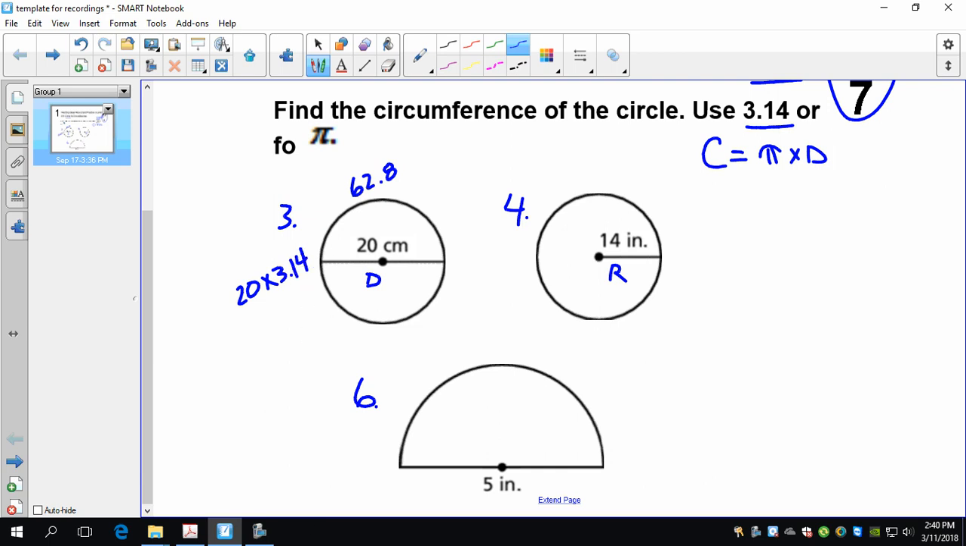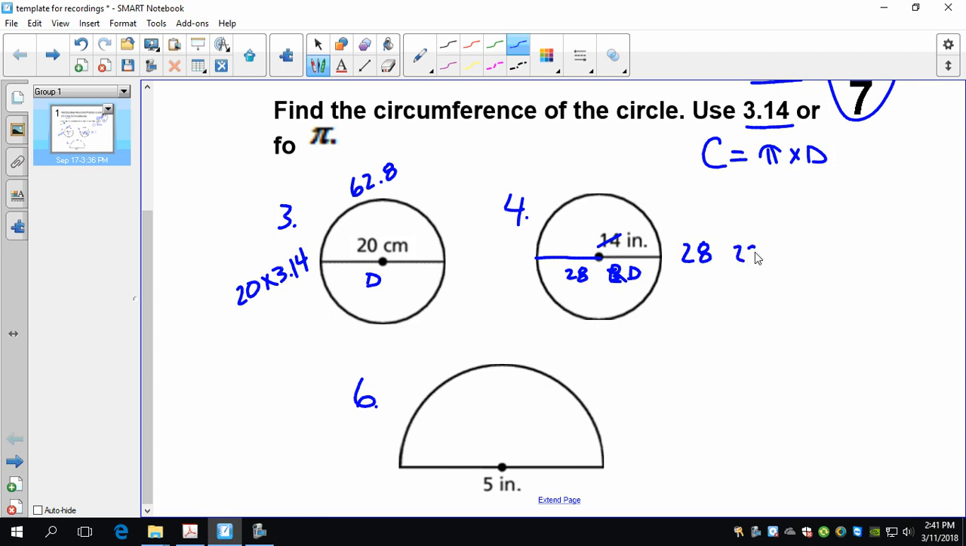For number 4, we have the radius is 14. So the first thing we want to do is extend the radius. We're going to cross off 14 and put 28, and call that now the diameter. And then we're just going to do 28 times 3.14.